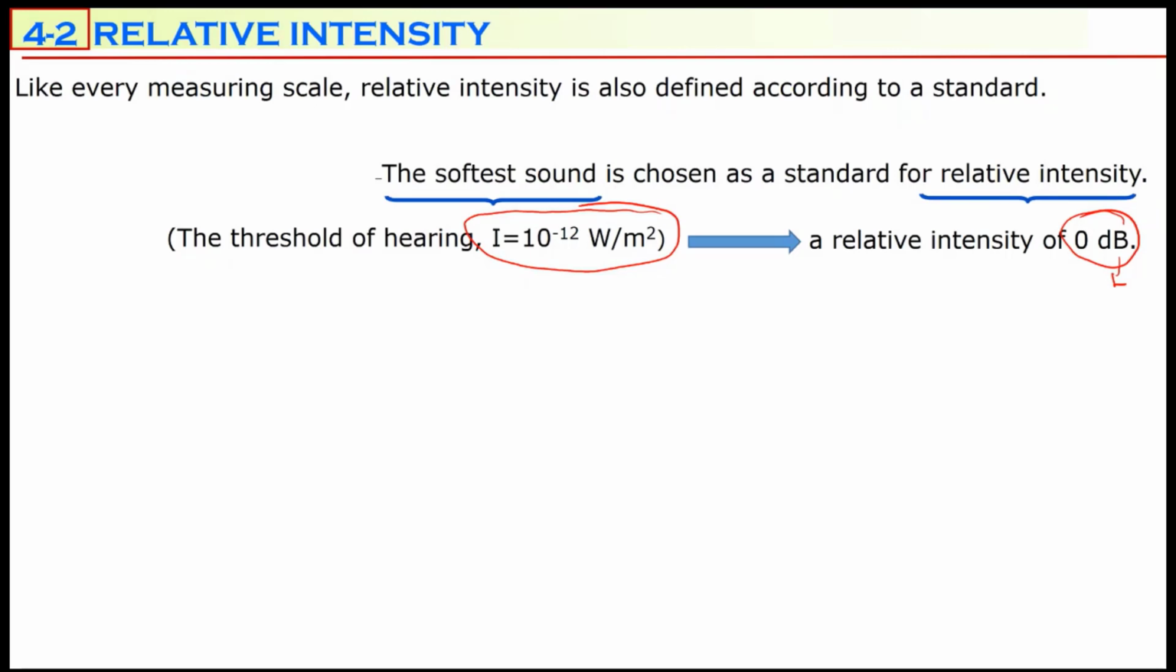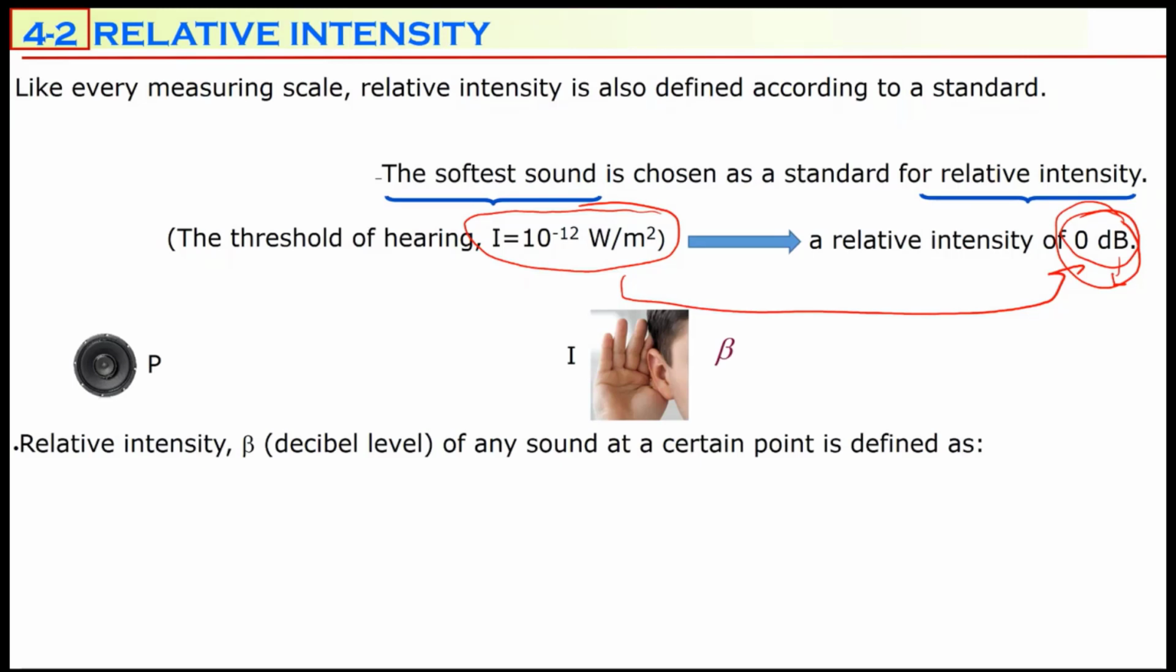This sound is assumed to have a relative intensity of 0 decibel, because you start detecting the sound from that point on. Less than that you cannot detect. That's why, logically, they gave this intensity of the sound as a relative intensity, 0 decibel. So other intensities will be compared with the softest sound, and we are going to calculate the decibel level or relative intensity or loudness of a sound.